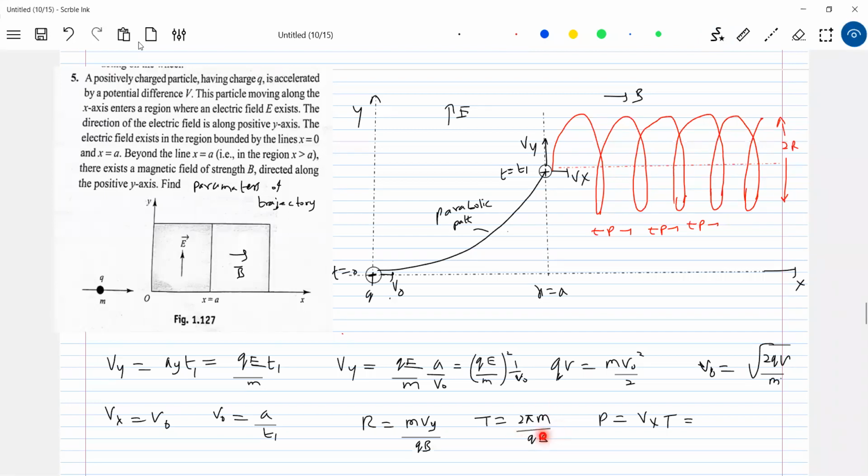Check it. If I increase the potential difference, definitely what happens? V naught will increase here. Then the time period of revolution will not change. Radius of the helical path: the radius depends upon the V naught, no? You can see that in Vy, V naught has come. So the radius of the helical path is going to change here.